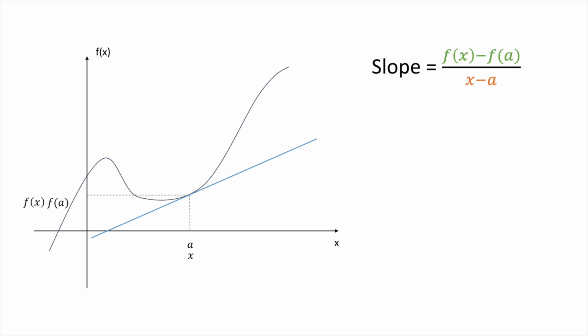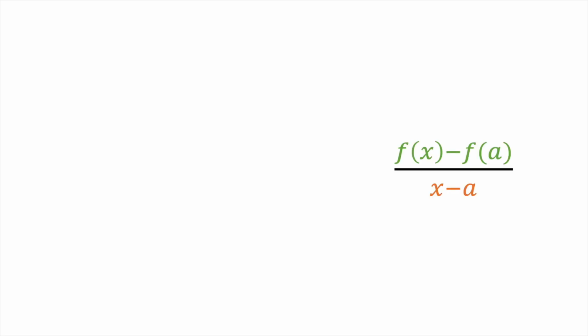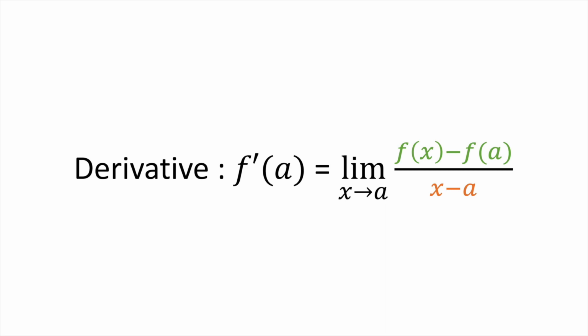Bringing one point closer to another is what we call the limit. We denote it lim of x arrow a, for limit of x tending towards a. Just add the limit to our formula to get the derivative, or the slope at point a.